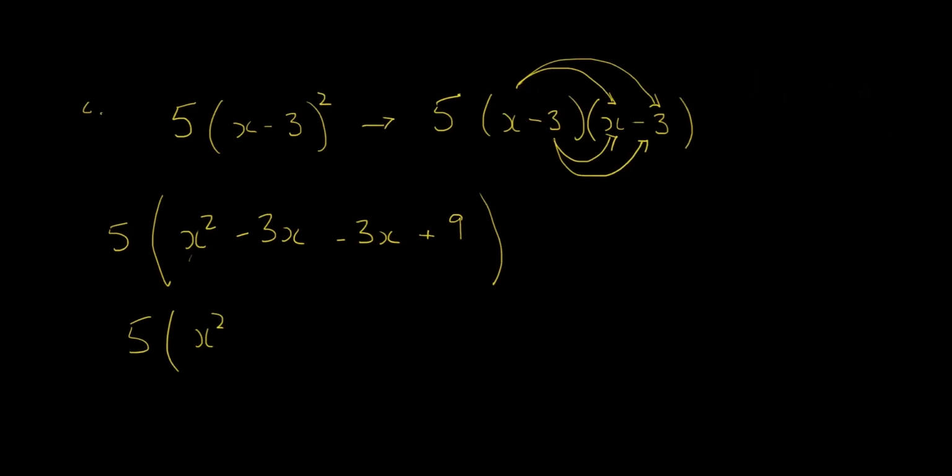Minus 3x, positive 6x. Nope. So I've got a minus there and I've got a minus there, so all I'm doing is adding them together. It's 3 and 3. Yep. So minus 3 becomes positive 6x? No. Minus 3x plus.